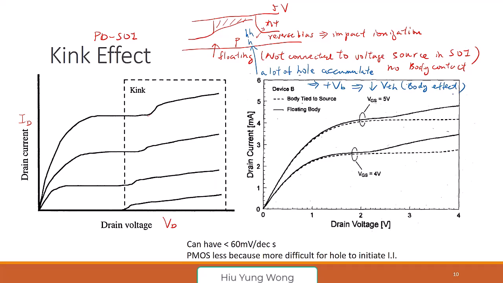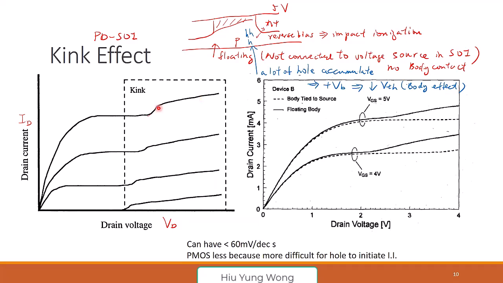So because of the impact ionization, I create a lot of holes here in the bulk. Well, they just go to the substrate, so no accumulation of holes. Here you keep accumulating the holes, and then you lower the threshold voltage. That's why it goes up. That is what we talk about, Kink effect, right? So someone asked about something similar to this before in the Piazza. Is that clear?